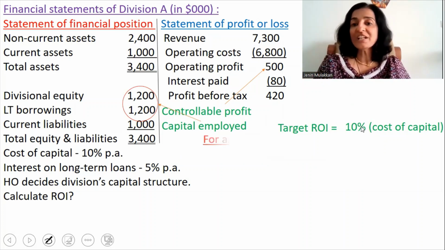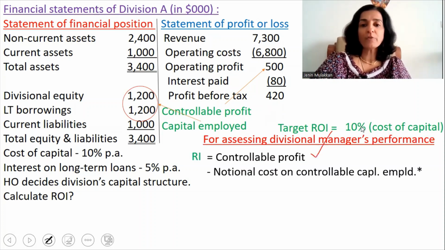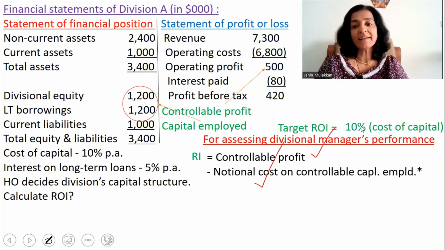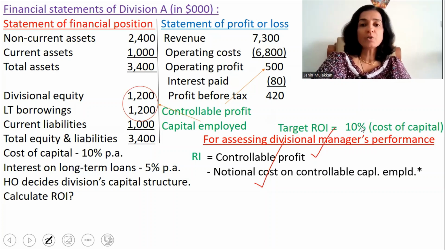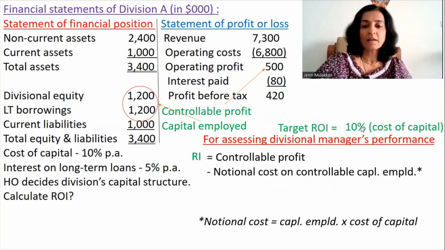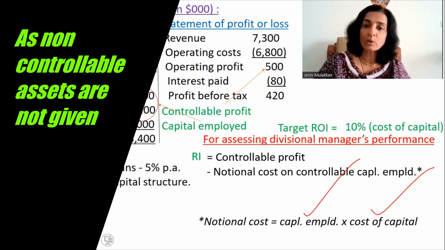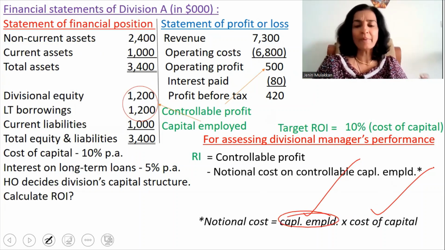For assessing the divisional manager's performance, what is the formula for residual income? Residual income is equal to the controllable profit minus the notional cost on controllable capital employed. So controllable profit, we know it is 500, and the notional cost of controllable capital employed is the controllable capital employed multiplied by the cost of capital. In this particular question, the controllable capital employed and capital employed are the same. That is why I've written capital employed.